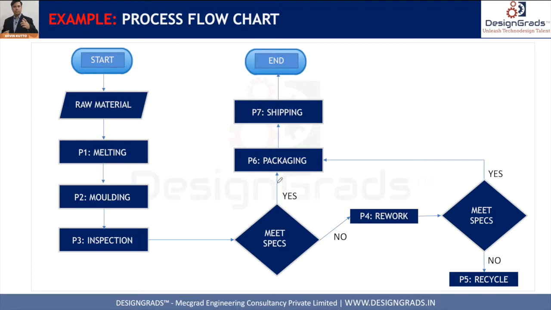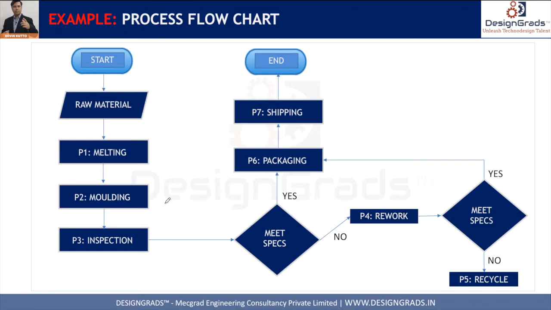If the answer is yes, we are going to pack it and ship it, and that will end the process. If the answer is no, that means it is not meeting the specification, then we might rework it, and in rework we are going to ask this question again whether it meets spec or not. If it is not meeting, then we are going to recycle it or reject it, and if it is meeting the spec, then we are going to go for packaging and shipping, and that will end the process. So you can see this entire process on a single sheet and understand it very easily.